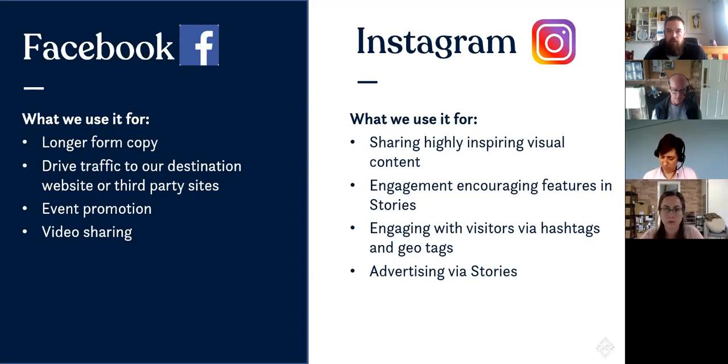On Instagram, it's all about sharing highly inspiring visual content. It's a photo sharing platform. That's what it is at its core. So you need to keep that in mind, that it needs to be highly inspiring visual content if you're going to share on Instagram, especially for us.